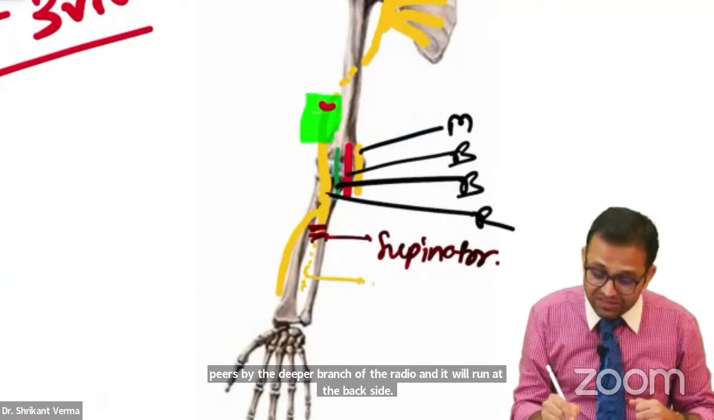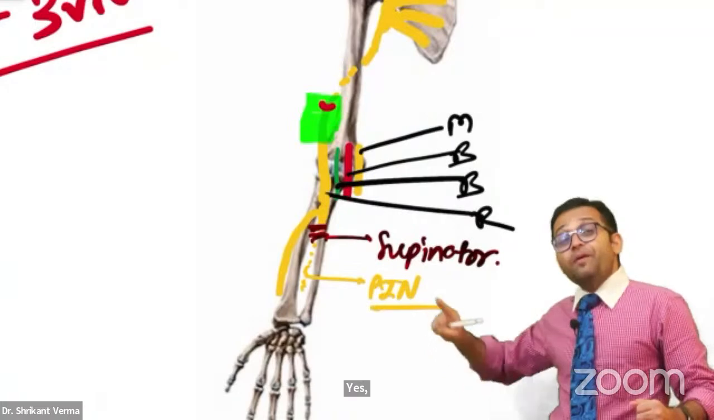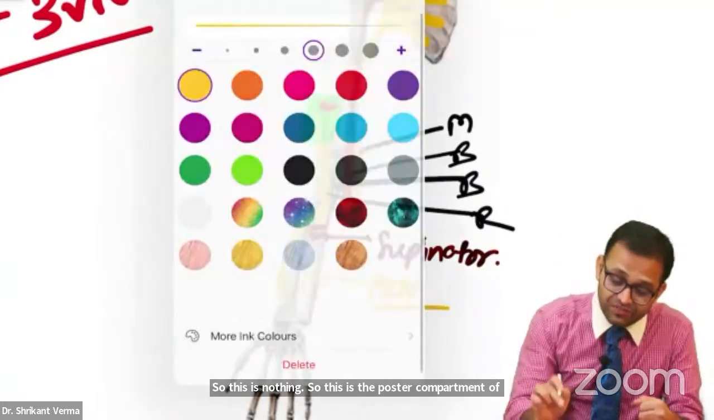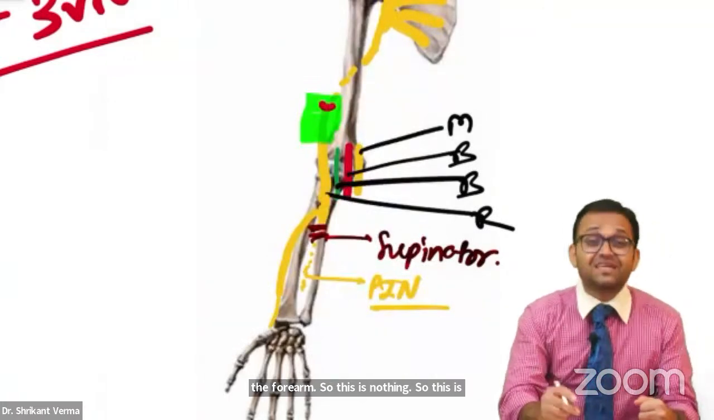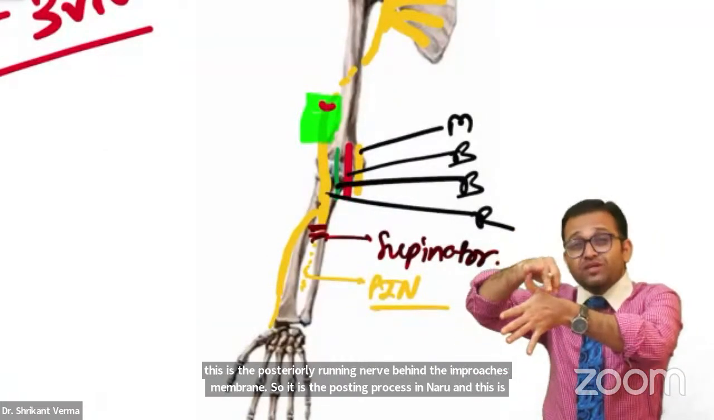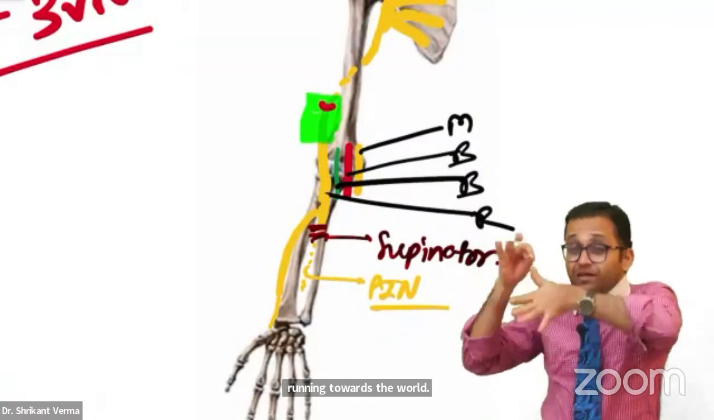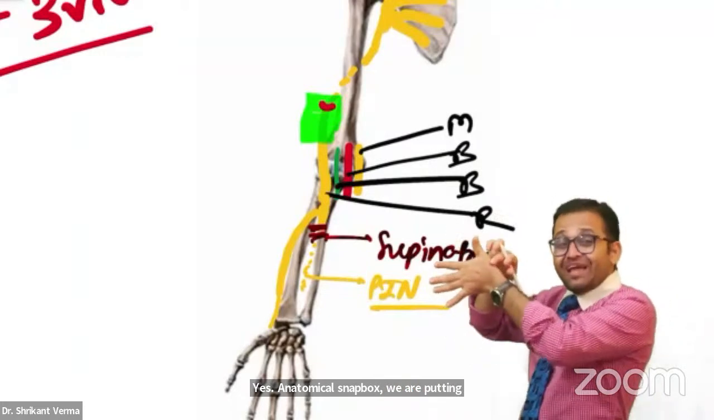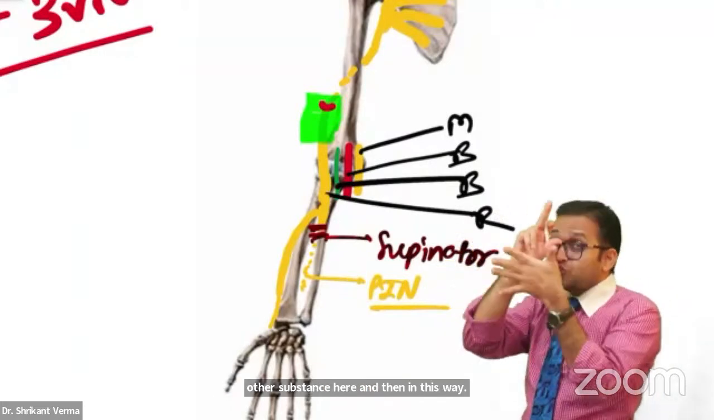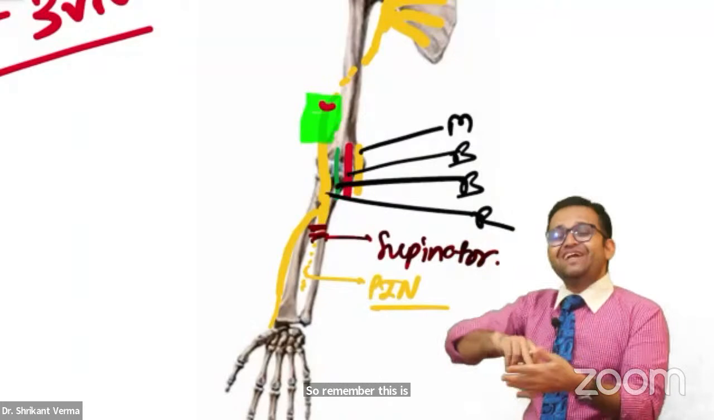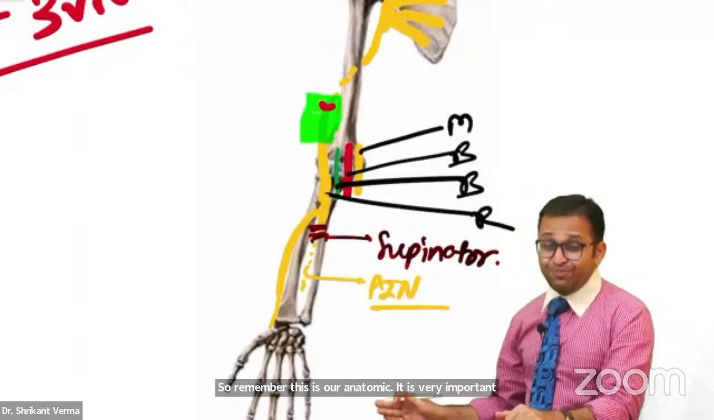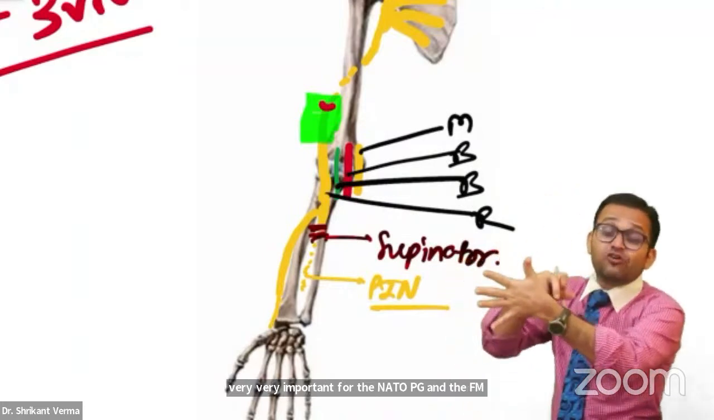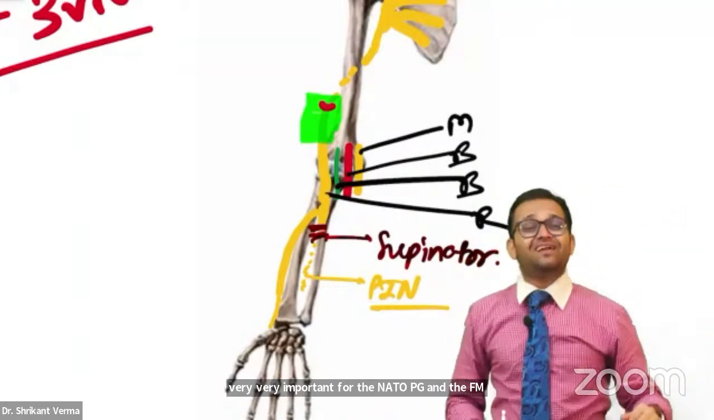So this is the posteriorly running nerve behind the interosseous membrane. So it is the posterior interosseous nerve and this nerve is running towards our anatomical snuff box. We are putting the drug substance here and then rubbing here and then in this way. So remember, this is our anatomical snuff box. It is very important for the short note for the first MBBS students, and it is very, very important for the NEET PG and the FMG students because 5 clinical points are related with this anatomical snuff box. We will discuss in another session.